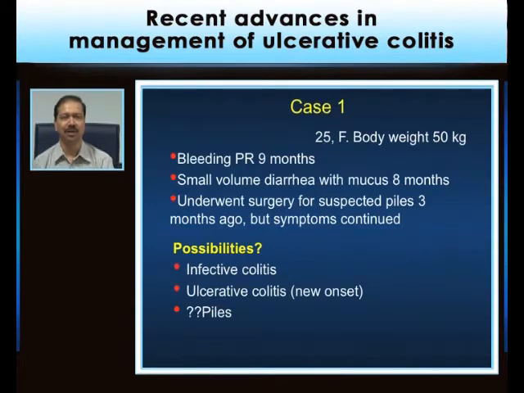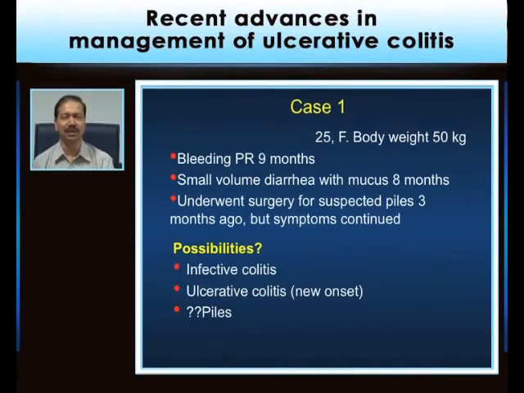I think when patients like this come and they undergo a sigmoidoscopy or colonoscopy, the diagnosis of ulcerative colitis will be made. What are the possibilities at this stage? Could it be infective colitis? Unlikely, because of long duration. If it was short duration, this possibility remains. Ulcerative colitis new onset is quite likely, and piles is not an important diagnosis.